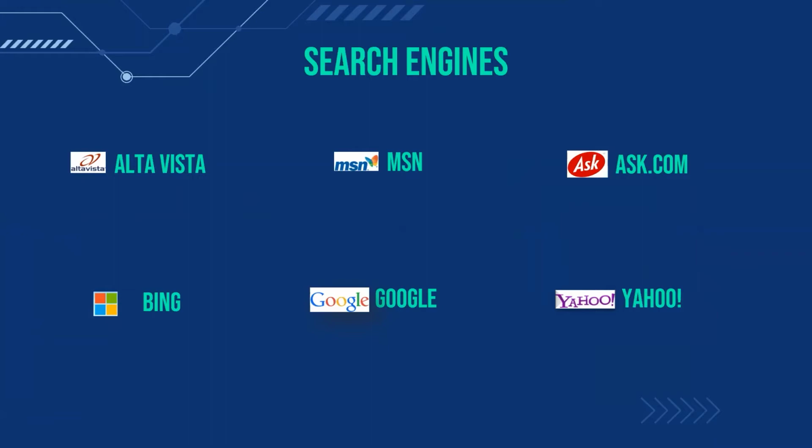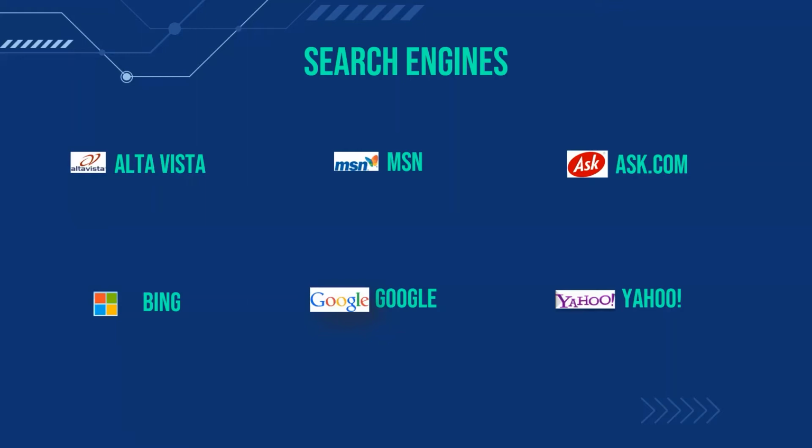Next, MSN. MSN was a dedicated search engine established in 1999, the single sign-in service for Microsoft's online services. Ask.com. Ask began in 1996 and was a different search engine that responded to questions. Bing. Bing is a search engine owned and operated by Microsoft. It was launched in 2009.